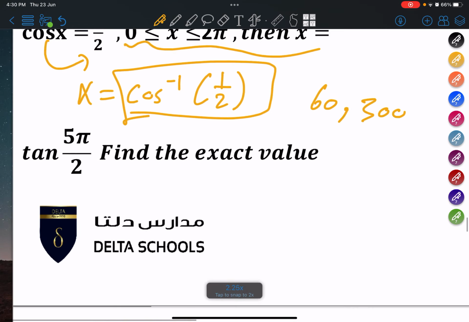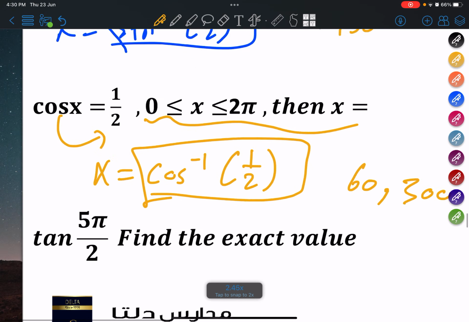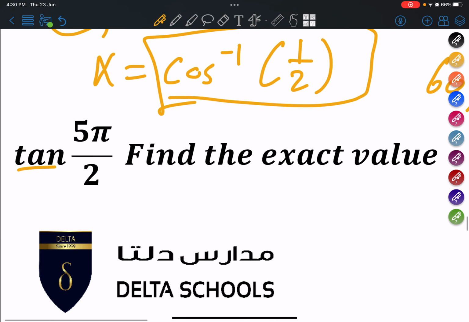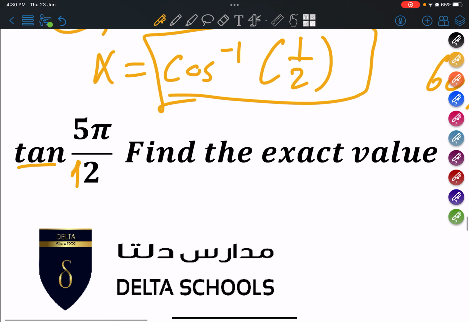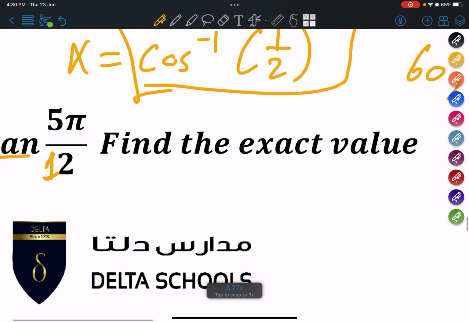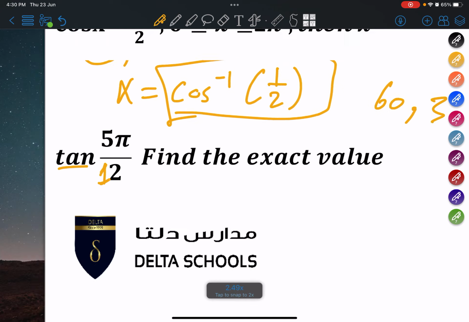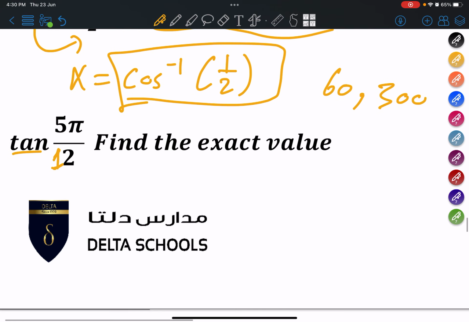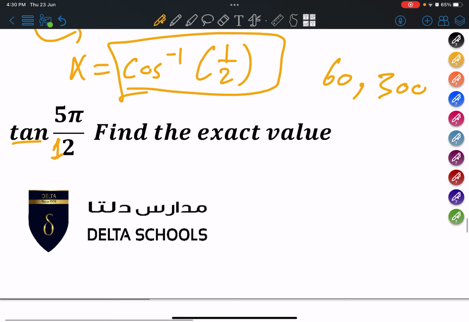Okay, so let's move on to the third question. Yes, third question. What is tan 5 pi over 1, or sorry, 12? There should be a 1 here. What is tan 5 pi over 12? Find the exact value. So here they're asking us for the exact value. And for this one, the unit circle won't help us as much. You'll need to use your calculator, but to some extent you'll need to show your work. So how would you do this?